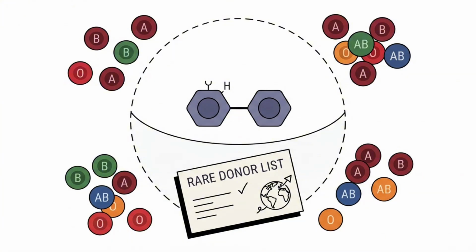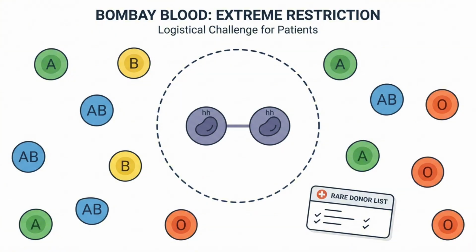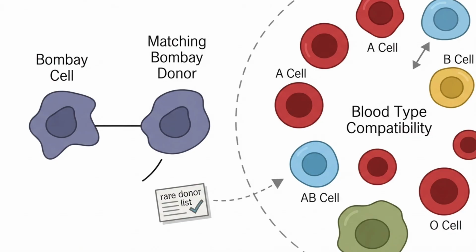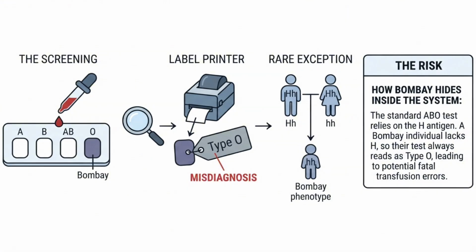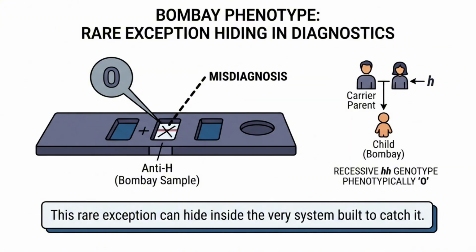However, because it's so easily mistaken for type O on standard tests, misdiagnosis has historically led to dangerous transfusion reactions when doctors weren't specifically screening for it. The type so rare it can be hiding in plain sight, mistaken for the most common blood type of all.